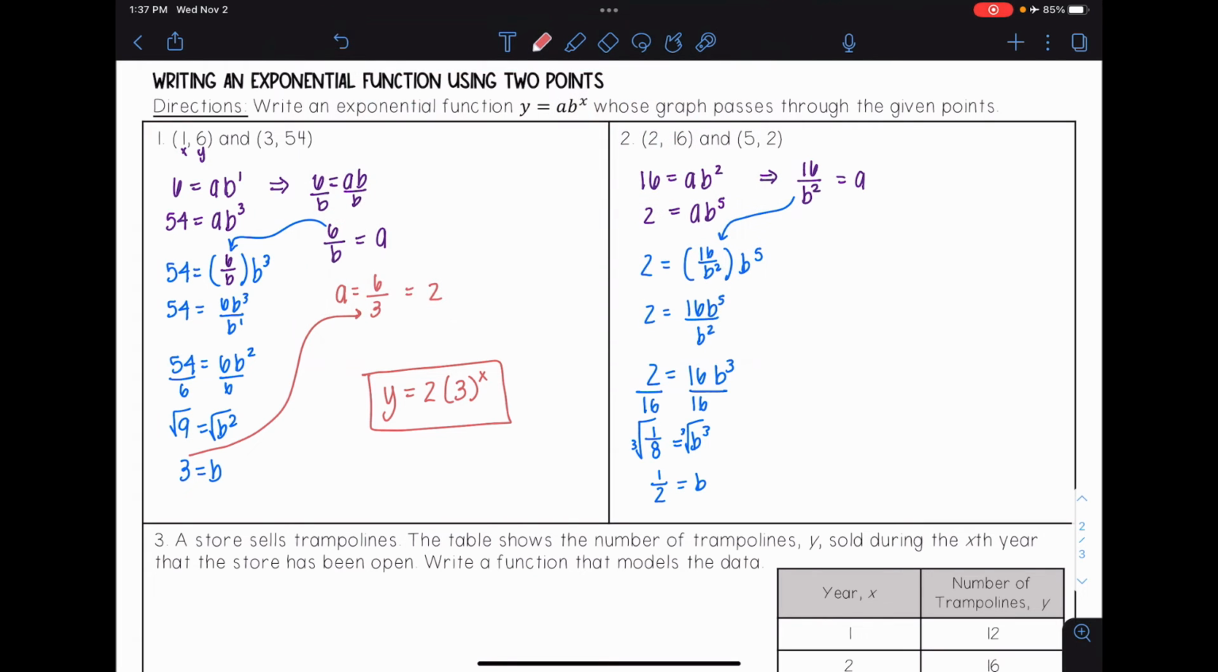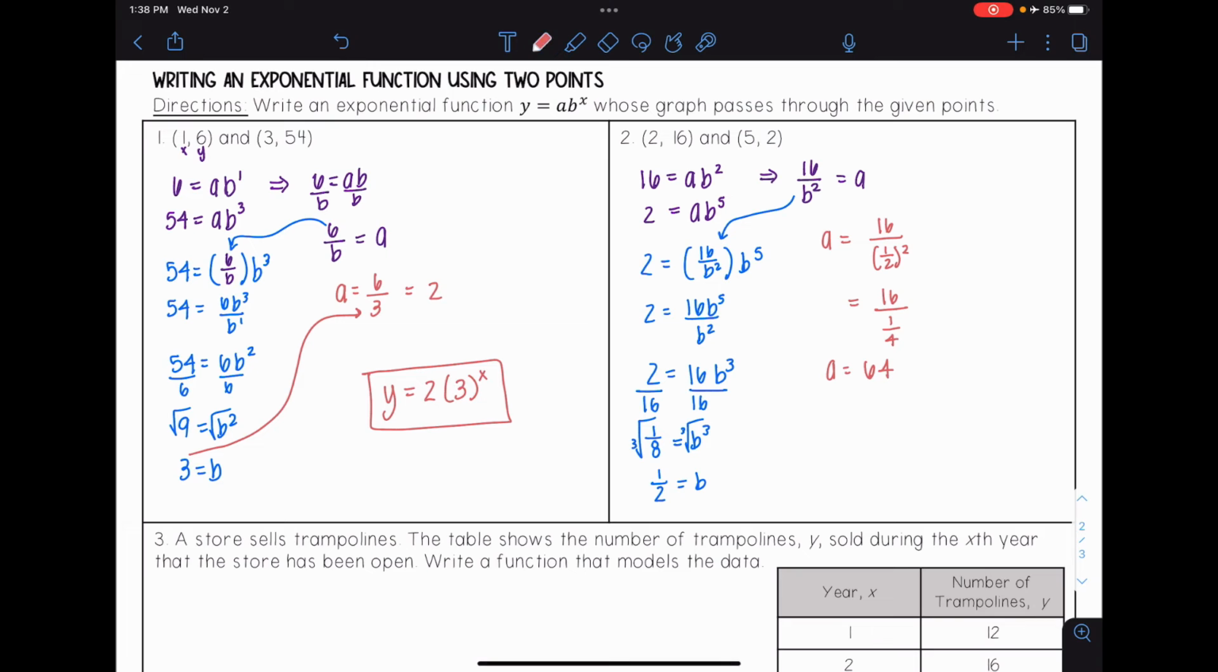So I have my b value. Now I need to figure out my a. I know that a is equal to 16 over b squared. So a is equal to 16 over 1/2 squared. Well, 1/2 squared is 1/4. And then 16 divided by 1/4 is 64. So that means that my equation of this function is y is equal to 64 times 1/2 raised to the x power.